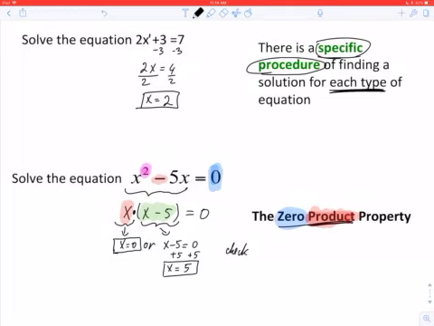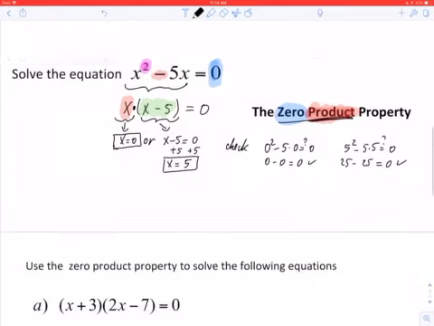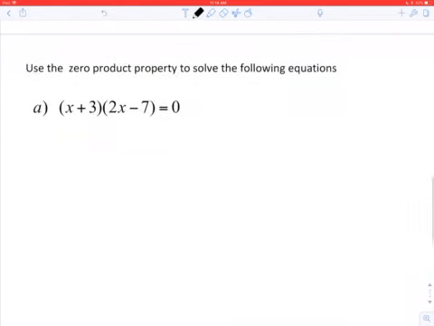Let's check. Are those two numbers solutions of my equation? If you plug in, we have 0 squared minus 5 times 0. Is that equal to 0? 0 minus 0, is that equal to 0? Yes. Let's plug in 5. 5 squared minus 5 times 5, is that equal to 0? 25 minus 25, that is equal to 0. Yes, so both numbers are solutions of my equation.